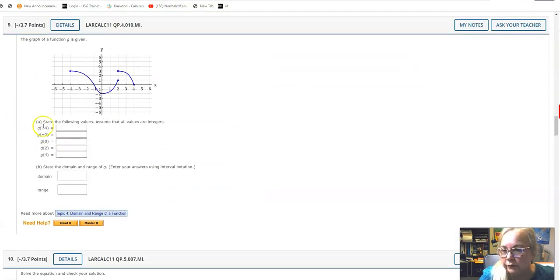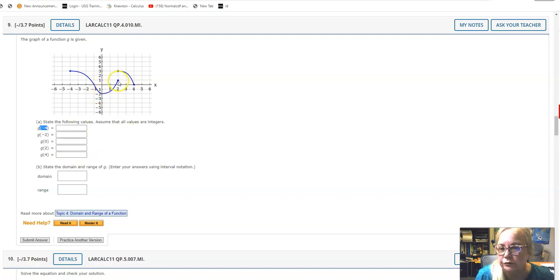The homework. By looking at this graph, you need to evaluate the function. So g at -4. First find -4 on x, that's the value of x, and then see where the graph is. The graph is here. Looks like g at -4, the y value, is 3. G at -2. Where is -2 on x? It's 2. G at 0. 0 is here. What is the value of the function?